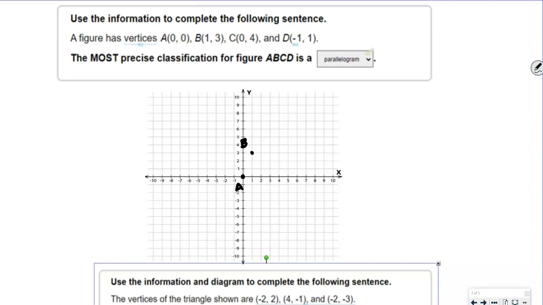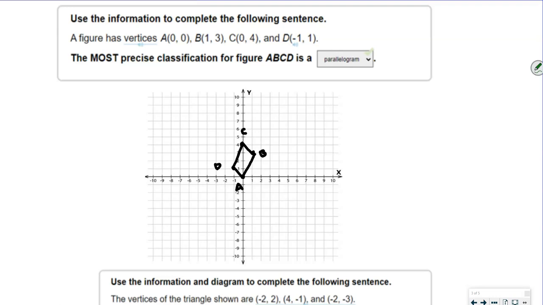Well, you know what? Let me move that B over. That letter B, I mean. Whoops, I didn't mean to move the whole B. So (1, 3) is B. C says (0, 4), so C's right there, okay? And then D is at (-1, 1), so that's right there, D, okay? So let's look at this shape. A to B to C to D, back to A, okay?